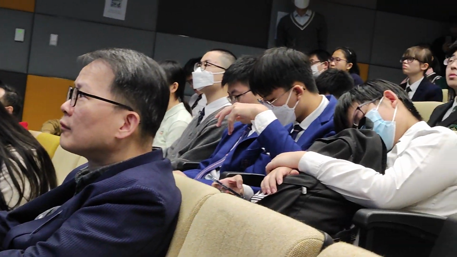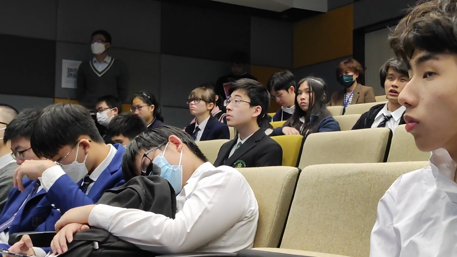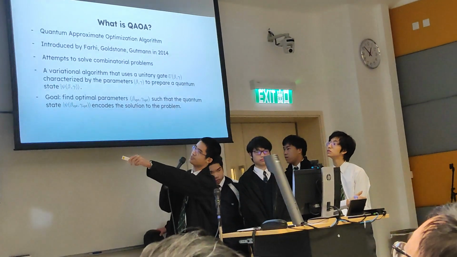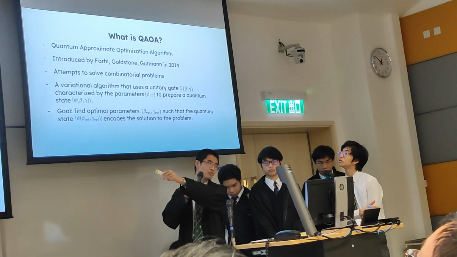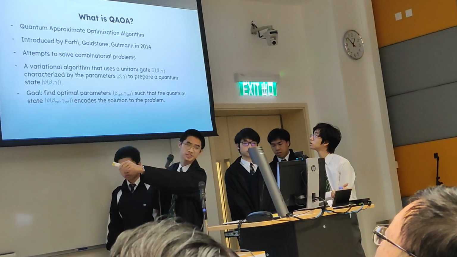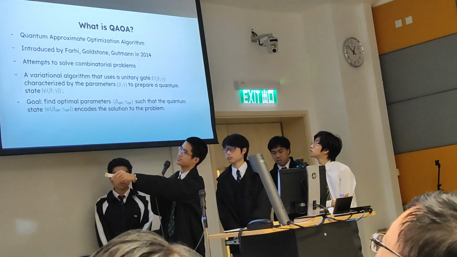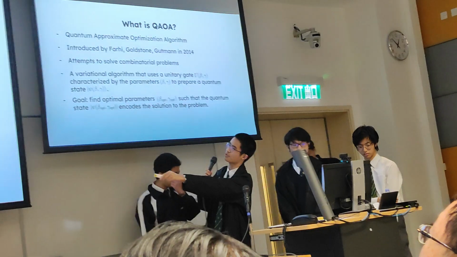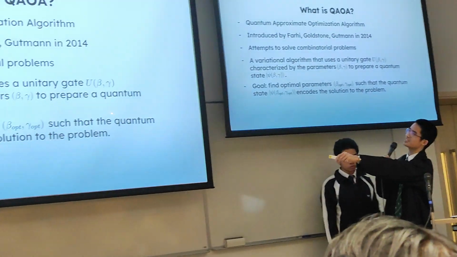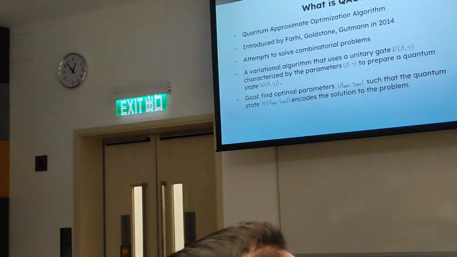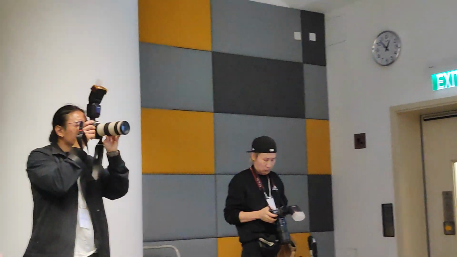Now, before we move on to the implementation of the Hamiltonian, we will first talk about what QAOA is. Introduced by Farhi, Goldstone, and Gutmann in 2014, the quantum approximate optimization algorithm is an attempt to solve combinatorial problems. It is a variational algorithm that uses a unitary gate U characterized by sets of parameters beta and gamma to prepare a quantum state. The goal of this algorithm is to find the optimal parameters beta sub opt and gamma sub opt such that the quantum state encodes the solution to the problem.